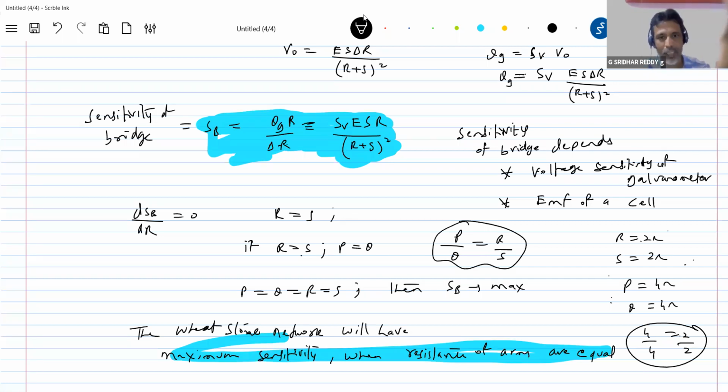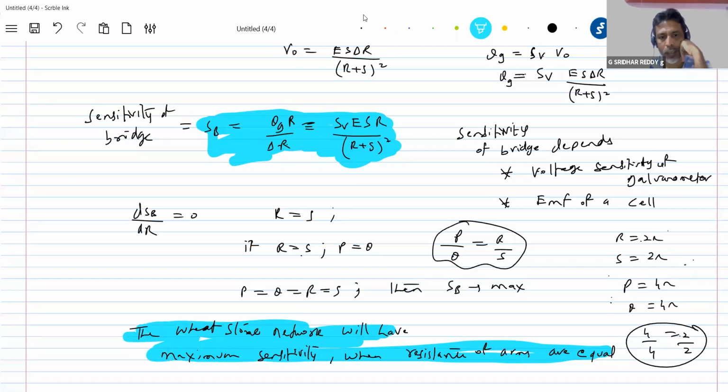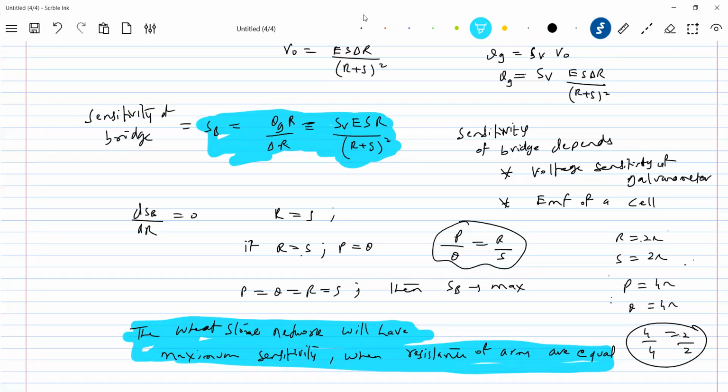So why did I bring R equal to S? Since R equal to S, P equal to Q. Then further, when I verified it, only when the resistances of all the arms are equal was the bridge sensitive. That was the idea. That's why I wrote that sentence in the end. Clear, all of you? I verified this practically. Then I came to know, okay, this is what I should carry on with.